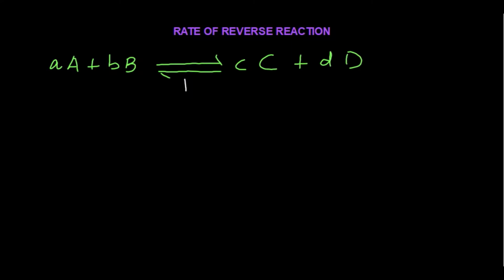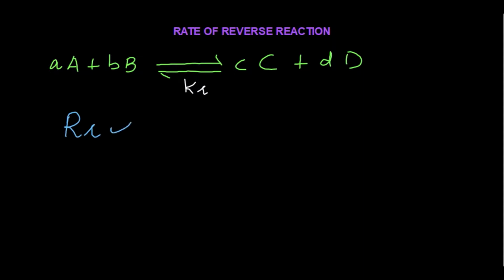Now, students, rate for reverse reaction. The rate constant for reverse reaction is written as Kr. Now, students, the rate of reverse reaction. Rate of reverse reaction is directly proportional to the molar concentration of C raised to the power c into the molar concentration of D raised to the power d. So the rate of reverse reaction can be written as RR. RR is the rate of reverse reaction.